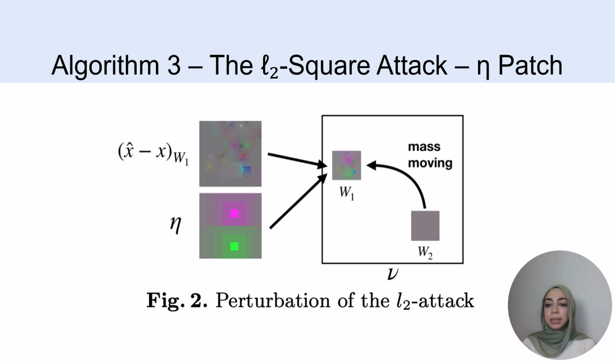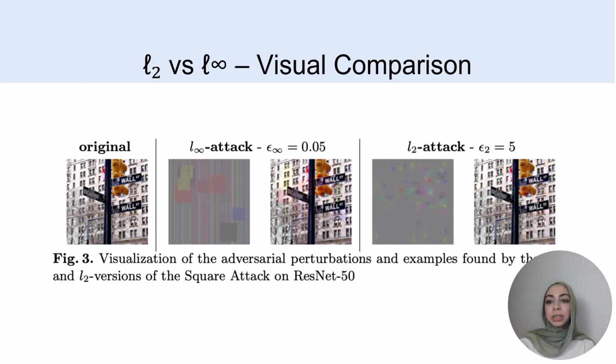This structure makes the attack more efficient and precise, especially in high-dimensional data like images. Now let's compare what the perturbation actually looks like. In figure 3 in the paper, the L2 attack is shown on the right. The changes are smooth and spread out. You might not even notice them at first glance. That's because L2 norms limit the total energy of the perturbation. In contrast, the L infinity attack in the middle applies sharp, blocky changes that are much easier to spot. These push pixels to their maximum allowed change, making them more visible.